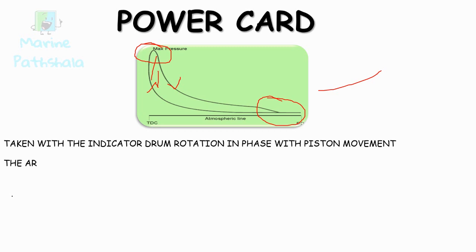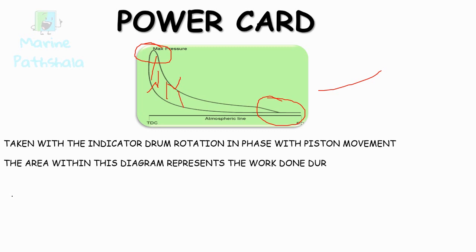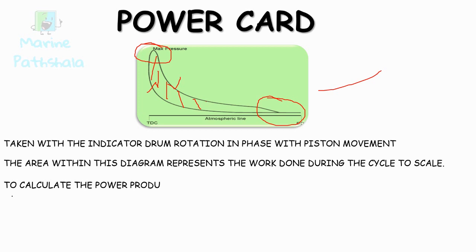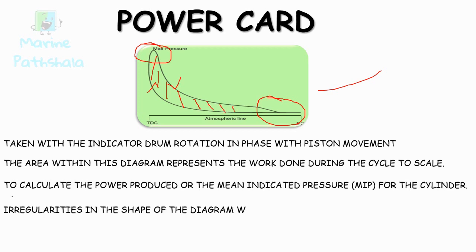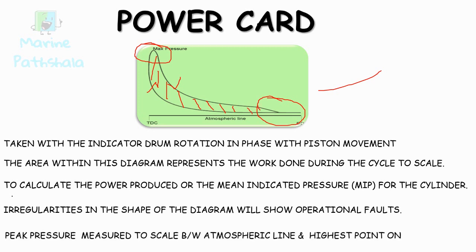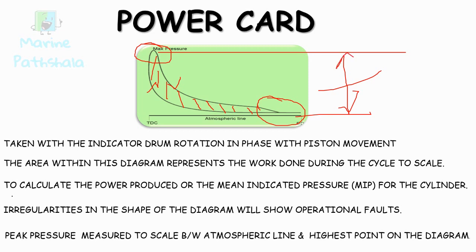The area under the curve tells us the work done during the cycle. It is also used to calculate the power developed during the cycle. If there are any irregularities in the diagram, it will show the operational faults. The peak pressure is measured between the atmospheric line and the point of the maximum pressure. This is used to calculate the peak pressure.